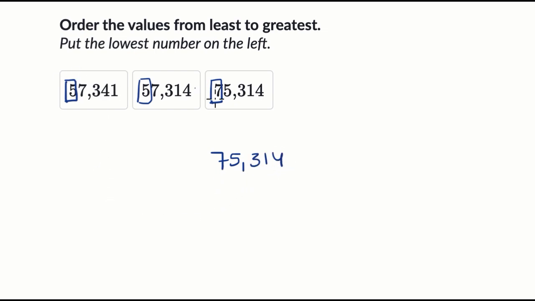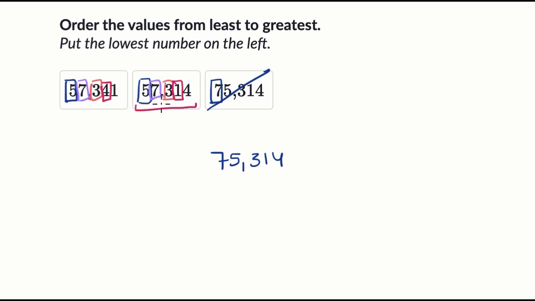Now what's left, so we've used that one up. Now let's think about these two right over here. Now let's go to the thousands place. We both had 5 10,000s and we both have 7,000s. So not seeing a difference yet. Then we go to the hundreds place, 300s, 300s. Then we go to the tens place, 4 10s, 1 10. So this one over here is the smallest.